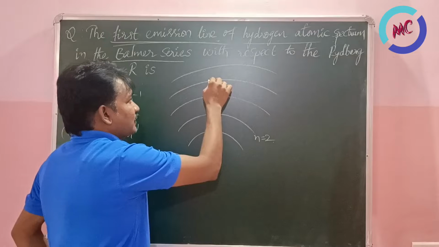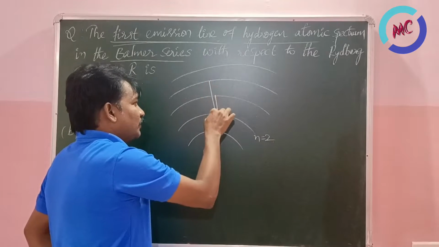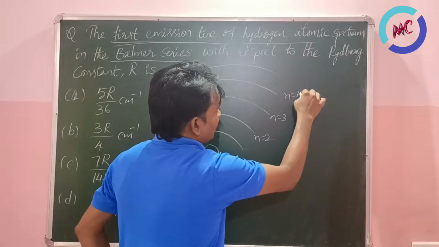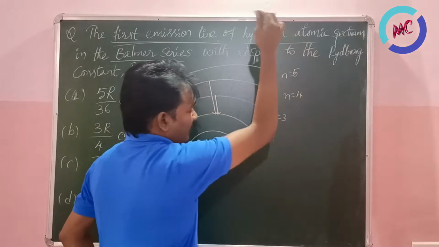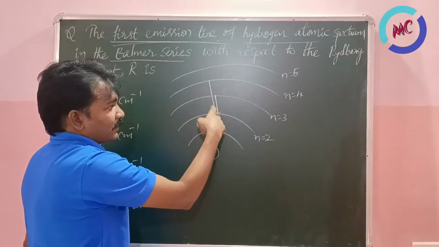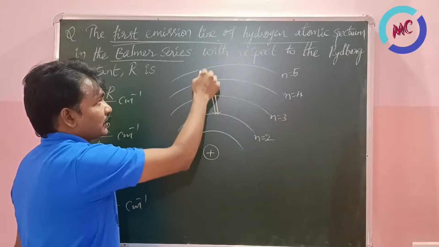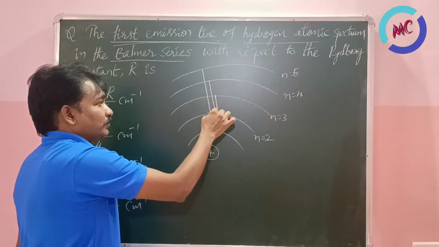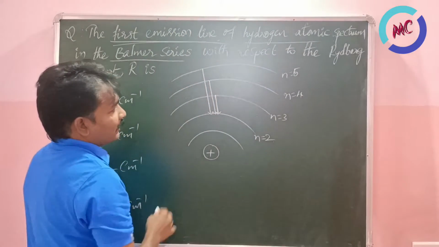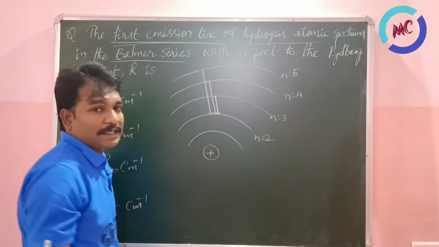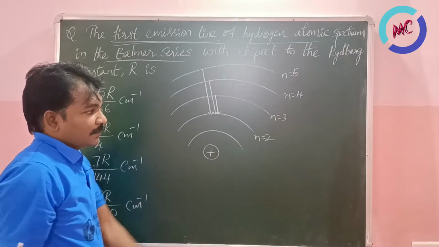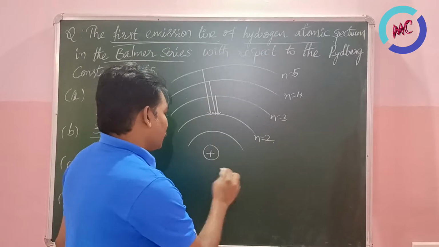See here, the first possible emission line, and the next line is from the next level to the second, meaning n equal to 3, n equal to 4, n equal to 5 and so on. The first line is possible from the third shell to the second shell, the second line from the fourth shell to the second shell, the third line from the fifth shell to the second shell. So here the first emission line is from the third shell to the second shell. And here they gave the Balmer series, that's why I am considering up to n2.